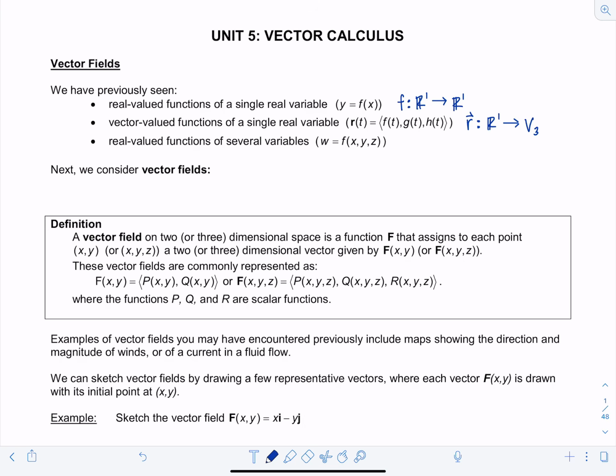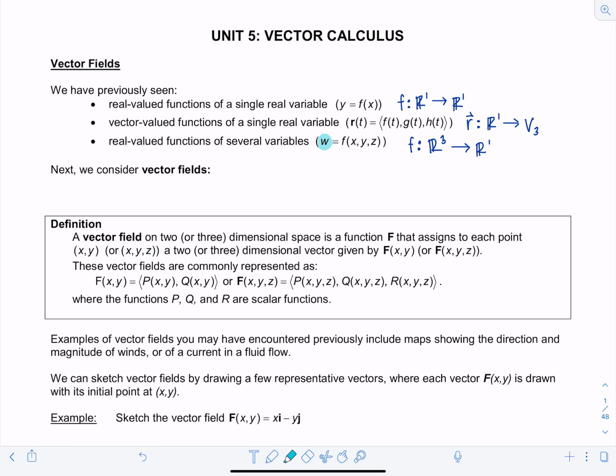And then most recently, we've studied real valued functions of several variables where we dealt with w as a function of x, y, and z, or we also had z, which was just a function of x and y. So we could say that in this particular case, this f here would map from R3, right? The domain would be x, y, z in ordered triple into R1. Your output is a single real variable.